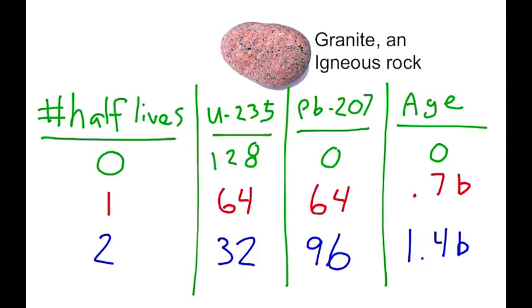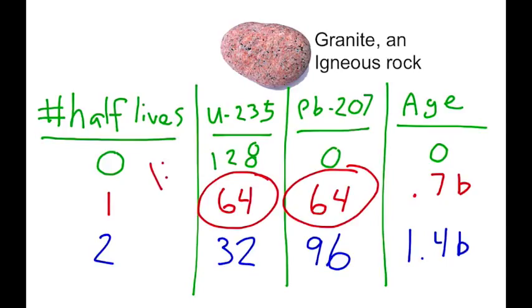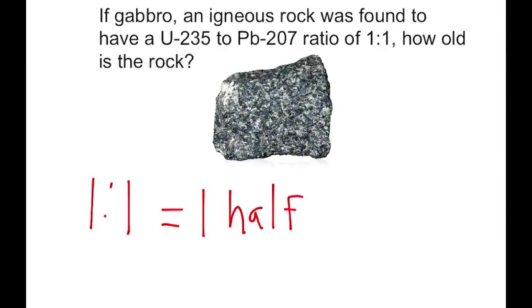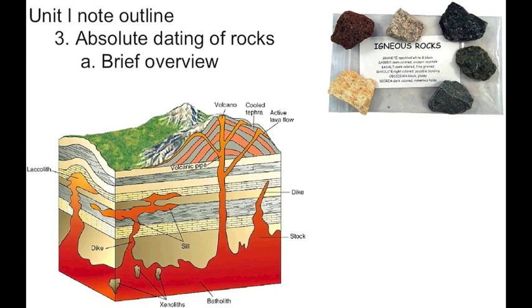A 1:1 ratio is equivalent to what you see when one half-life has gone by. A 64-to-64 ratio is the same thing as a 1:1 ratio, which means one half-life has gone by, which means that the rock is 0.7 billion years old. So going back to here, a 1:1 ratio equals one half-life, and in our case, one half-life equals 0.7 billion years. And that concludes our podcast on the absolute dating of rocks.